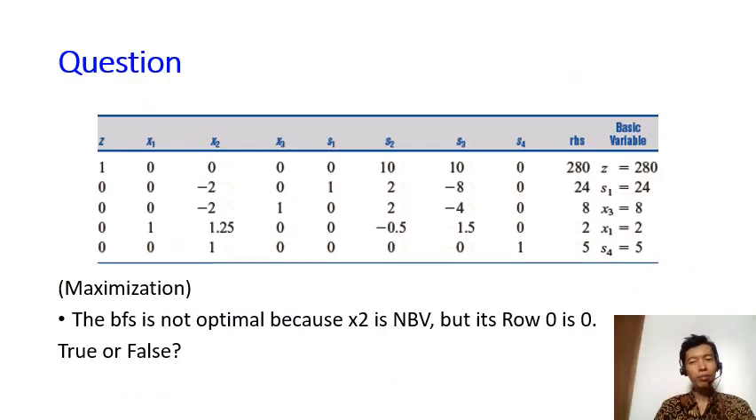Okay, so now let me ask you a question to check your understanding. In a maximization case, given the BFS on the table, there's a statement saying that the BFS is not optimal because x2 is a non-basic variable, but its row 0 coefficient is 0. So the statement says that in this kind of condition, this BFS is not optimal. Is this true or false? I will give you the answer after the pause in the video to give you time to think about the answer.